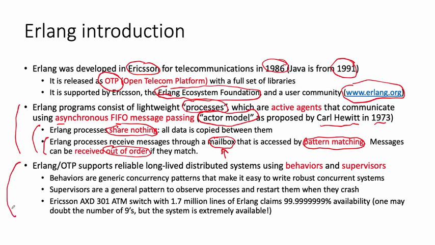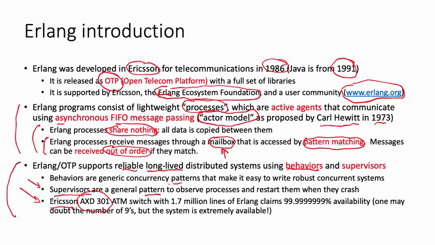So Erlang OTP supports long-lived, reliable systems using the notion of behaviors, which I mentioned, which are generic concurrency patterns. Supervisors also are very important. A supervisor is a pattern to handle failure. A supervisor process observes the other ones that are working, and when they crash, the supervisor intervenes and can restart. It can either force processes to crash if needed and restart them. So the supervisor pattern is very important. And an example of this, one of the most famous examples of this, is the Ericsson.